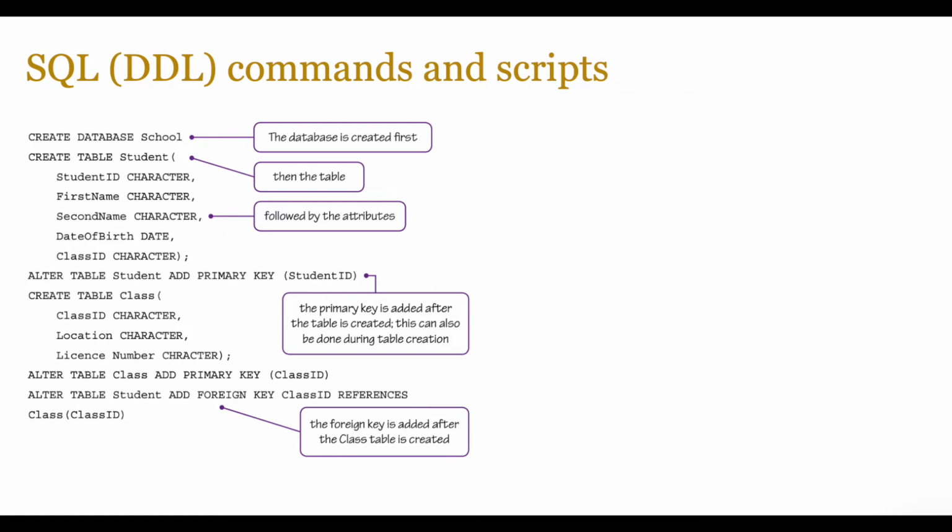And of course, next up on the screen, you will see that it's create table class. We're making another one. Class ID, character, location, character, license number, character. Bracket is closed, followed by a semicolon, because that's the convention of creating another table. And then if you want to alter this, now we've got two IDs in here that we want to play around with. First is the class ID. So we're going to say alter table class and add the primary key class ID.